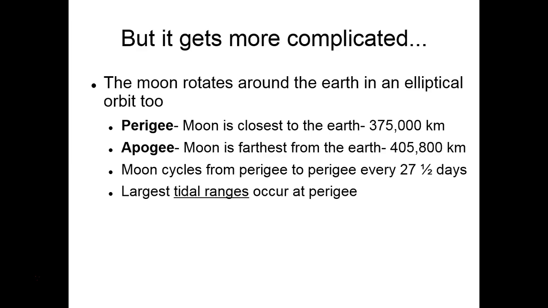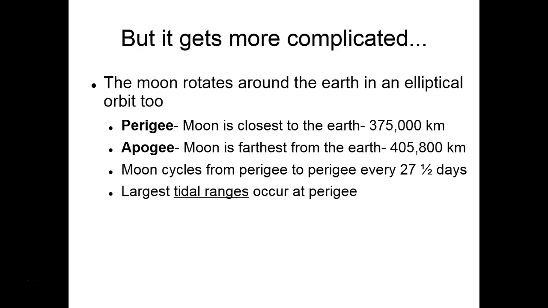But of course, it gets more complicated because we have to think about the moon's position as well. The moon also rotates around the Earth in an elliptical orbit, which again means that sometimes it's closer to the Earth and sometimes it's farther away. So when the moon is closest to the Earth, we call that perigee, which is 375,000 kilometers. In apogee, the moon is farthest from the Earth, and that is 405,800 kilometers. Okay, so again, closest is perigee, farthest is apogee. The one that starts with A means farthest away.